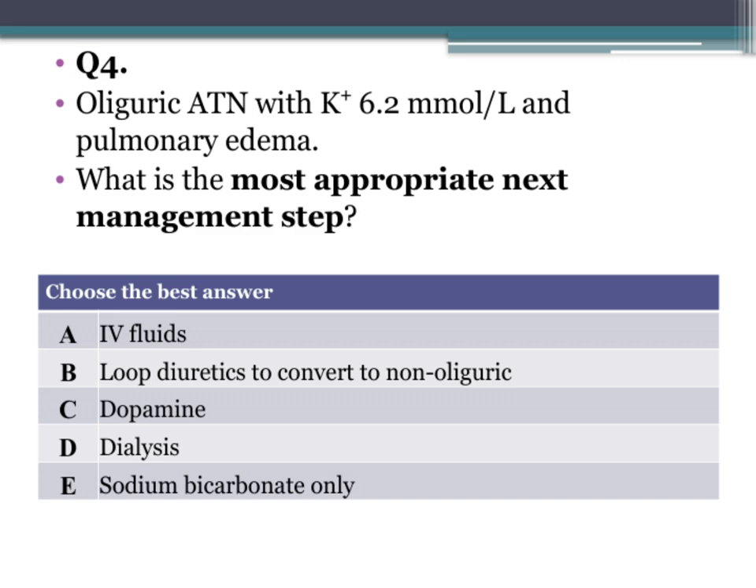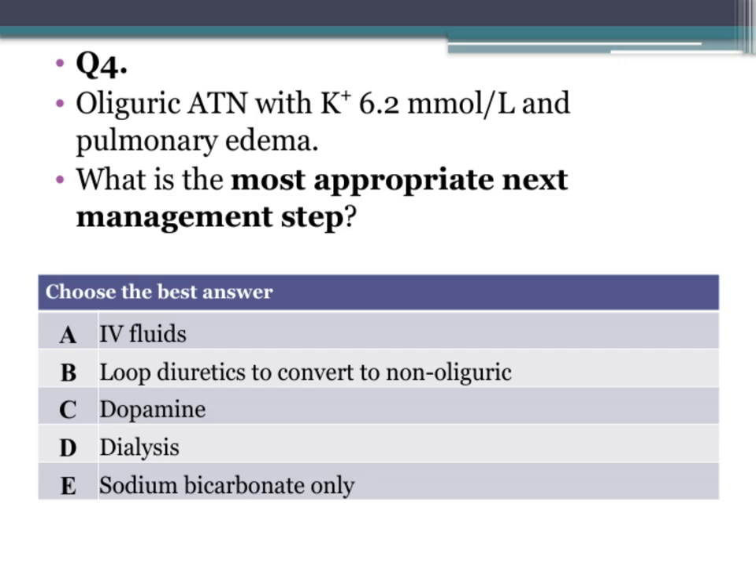So, when considering the options, we want to choose the most effective and safest step to stabilize the patient. Starting with IV fluids might seem counterintuitive given pulmonary edema, but in some cases, cautious fluid management is necessary. Loop diuretics could be helpful to convert oliguric to non-oliguric kidney injury, but they might not be sufficient or safe here given the high potassium and pulmonary edema. Dopamine isn't typically recommended anymore for renal support, and dialysis is often the definitive treatment when medical management isn't enough, especially with severe hyperkalemia and fluid overload.